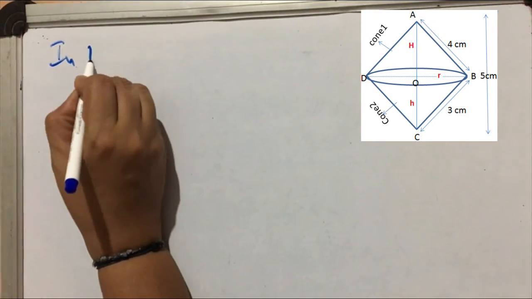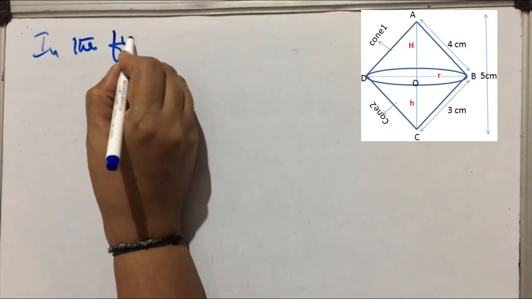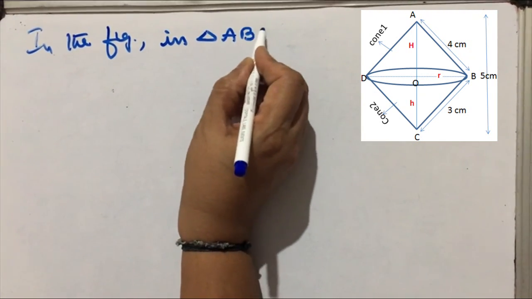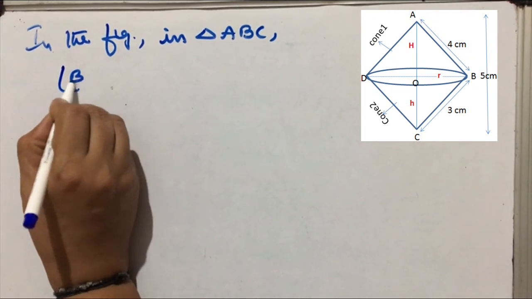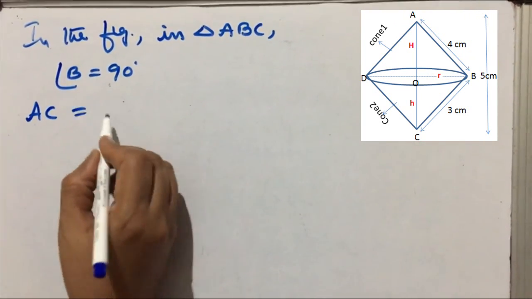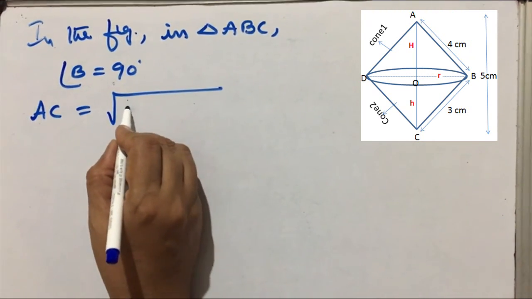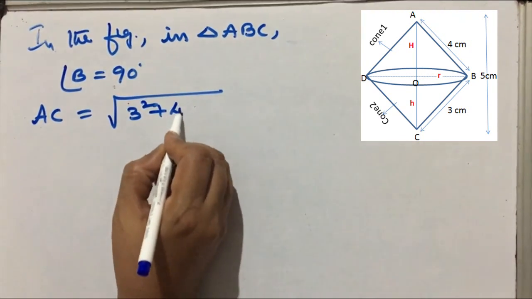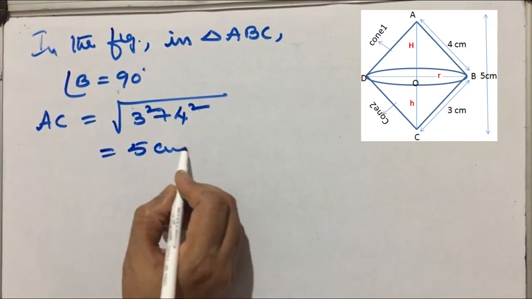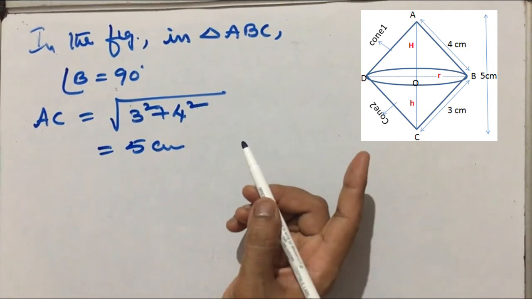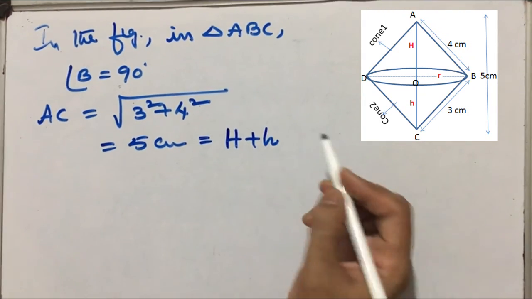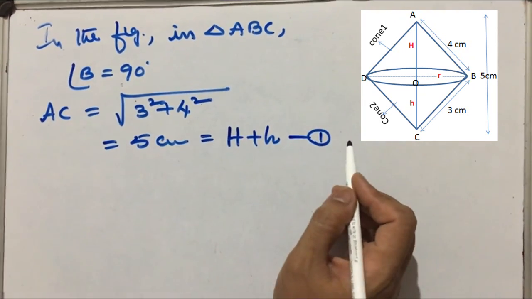In the figure, in triangle ABC, angle B is equal to 90 degrees. So AC you can find by using the Pythagoras property, that is the square root of 3 square plus 4 square, nothing but 5 centimeters. When we look at that figure, AC is nothing but capital H plus small h. This is equation 1.